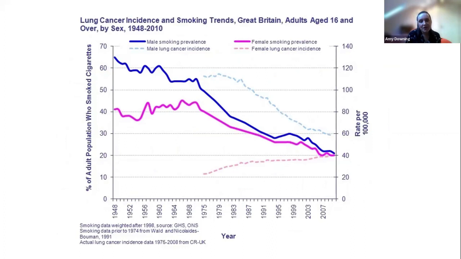So we have smoking prevalence in the solid lines, blue for males and pink for females. And then the dashed lines is lung cancer incidence. And again, for males, you can see that the lines really track each other with just this lag time. And for females, we can see that smoking levels have come down, but not to the same sort of relative extent. And we're not seeing that decline in lung cancer incidence, but we are seeing a plateau. And so it's hoped that this will start to decline in the next few years.